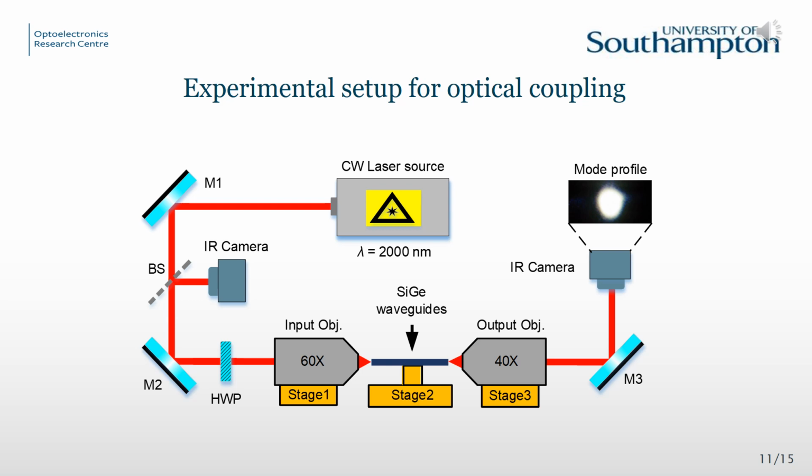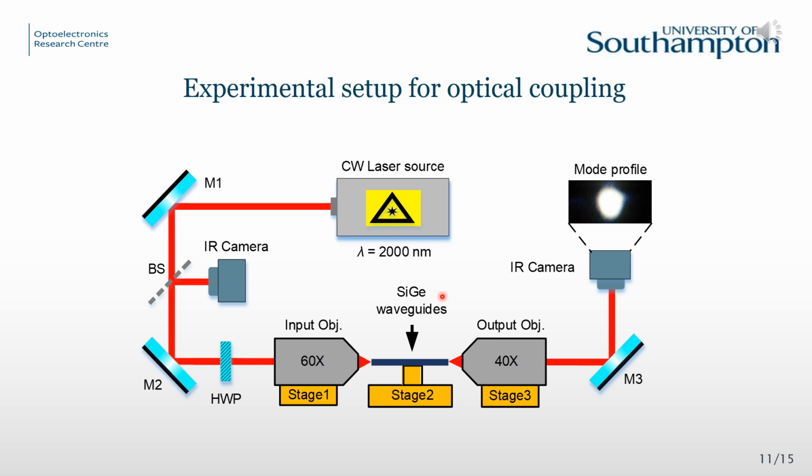The schematic is showing our experimental setup used for coupling of light into the laser-written silicon germanium waveguides. As a light source, we used a CW fiber laser emitting at a wavelength of 2 micron with a maximum power of 15 mW. The sample used in the experiment consisted of a series of graded index silicon germanium waveguides laser-written at different constant scan speeds in the range of 0.1 to 200 mm per second.